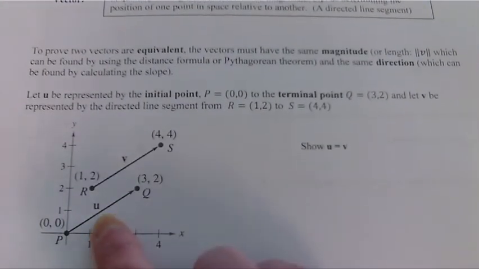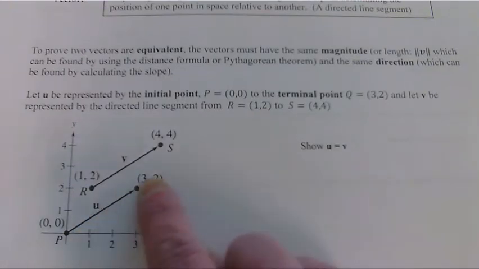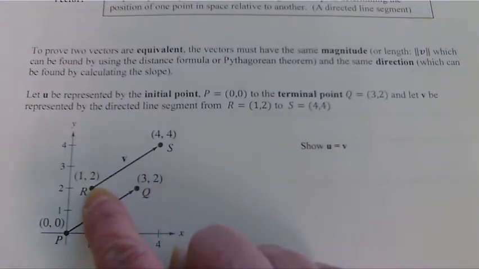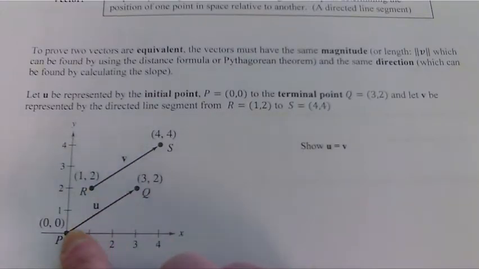So we have these two vectors. U goes from 0, 0 and ends at 3, 2. And V is going from 1, 2 and ending at 4, 4. The initial point is where it starts, the terminal point is where it ends. If we wanted to show that these two were equivalent, I have to show two things: that they have the same direction and the same magnitude.